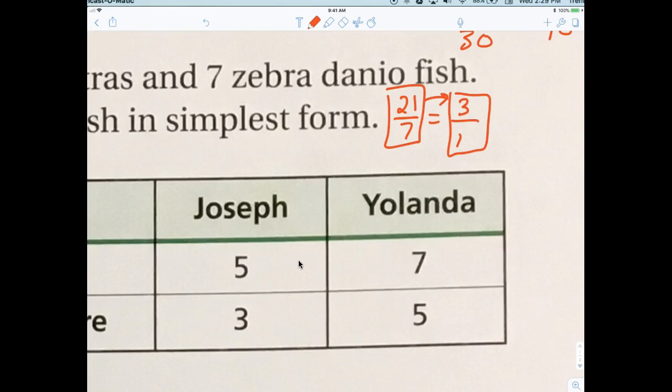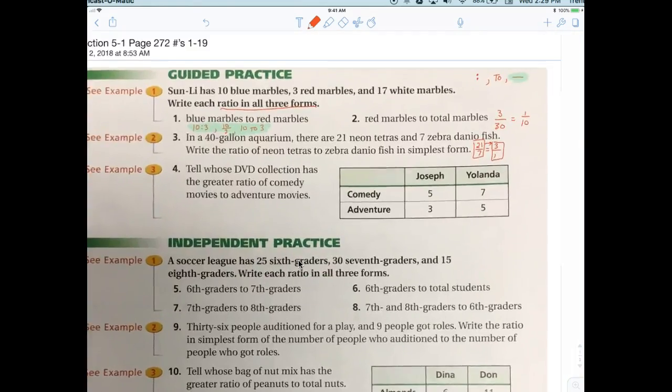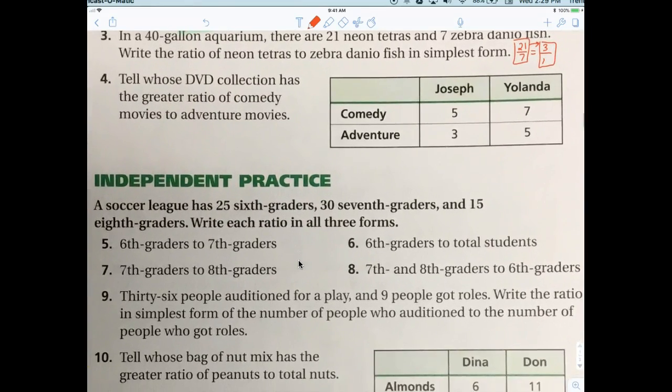So you wouldn't change it to a mixed number then back to improper. What do you think the mixed number is? How many times does 7 go into 21? How many left over? That's why it's 3 over 1. It's just 3. Everybody good? Okay. Number 4.